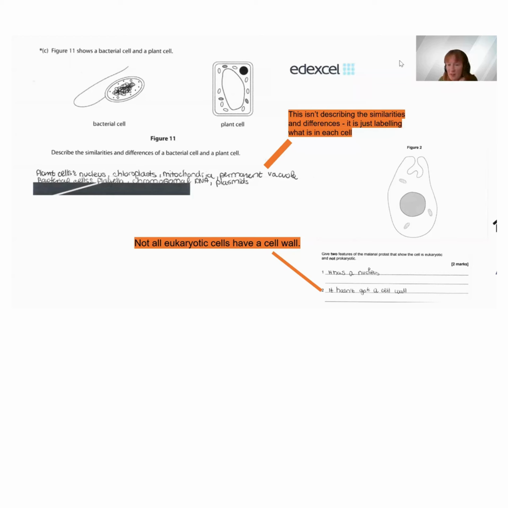What could you have said? So give two features of the malarial protist that show the cell is eukaryotic. It has a nucleus and it has mitochondria. A prokaryotic cell would have a cell membrane and it would have cytoplasm. So you could only say it has mitochondria and a nucleus. That would be the answer. Is that okay?